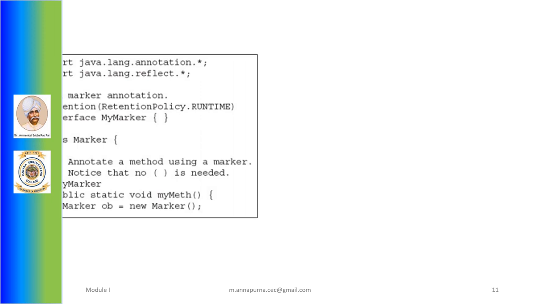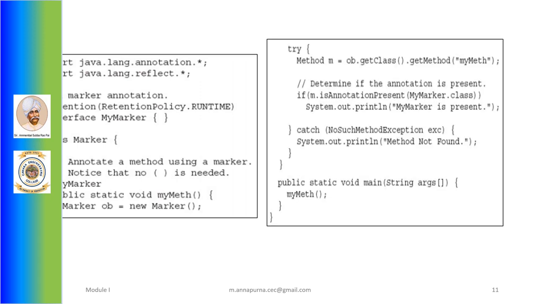Here is an example that uses a marker annotation. In the program, we have declared the MyMarker annotation over here. Also observe that this particular MyMarker annotation does not contain any members or any data. That is, we have an empty set of braces over here. It shows that it does not contain any members nor any data.